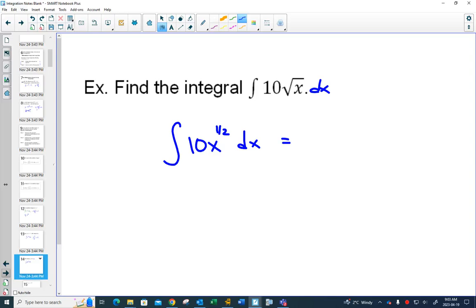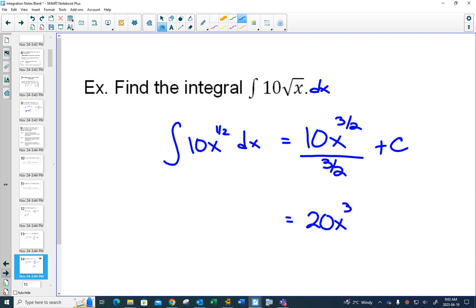And here's another great example of where this new technique says add 1 to the exponent, divide by your exponent plus c, and now dividing by a fraction is the same as multiplying by the reciprocal. So if I multiply this by 2/3, I'd get 20/3 x to the 3/2 plus c.